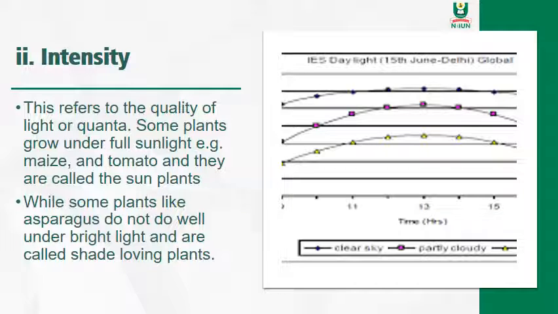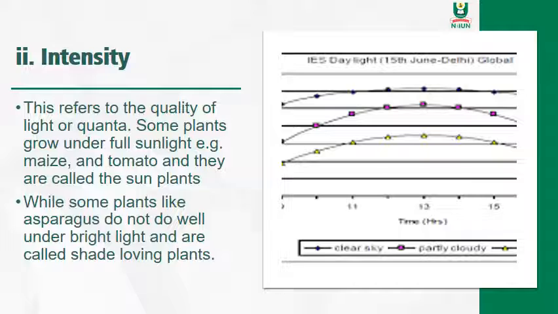Talking light intensity here, we are referring to the quality of light or the quanta of the light. Some plants grow under full sunlight. We have plants like the maize and tomatoes, they love the light. Intensity of light, the heat. Some crops do not like too much heat, like the asparagus. They don't do well under bright light, they love the shade.